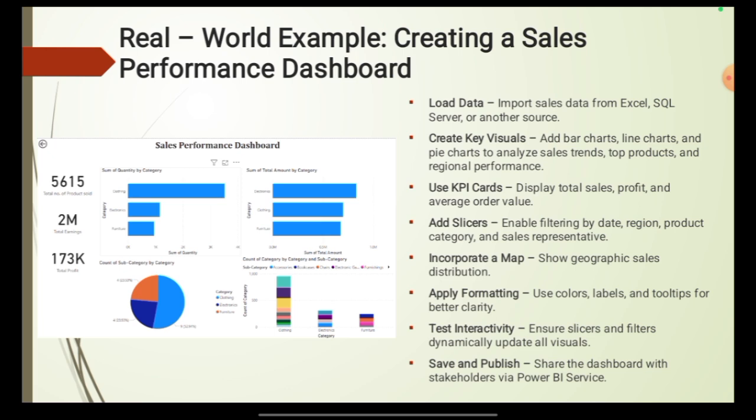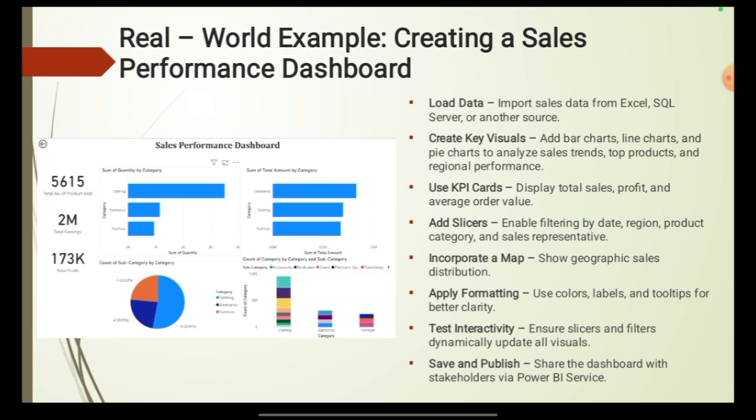Add slicers. Enable filtering by date, region, product category and sales representative. Incorporate a map. Show geographic sales distribution. Apply formatting. Use colors, labels and tooltips for better clarity. Test interactivity. Ensure slicers and filters dynamically update all visuals. Save and publish. Share the dashboard with stakeholders via Power BI service.